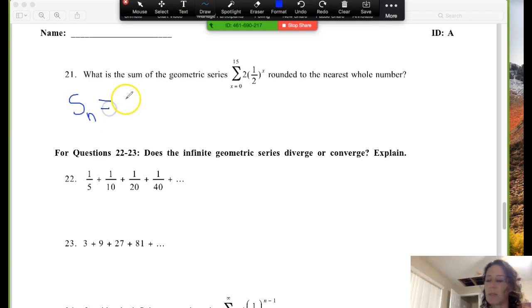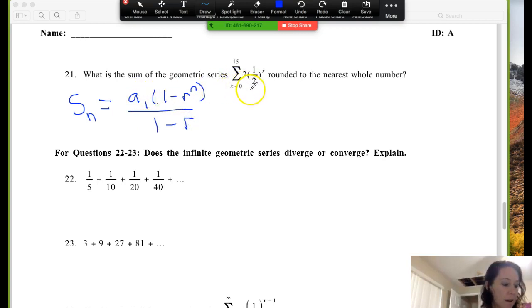So summing the series for geometric is your first term times 1 minus your ratio to the n power over 1 minus your ratio. So we need our first term. We can figure that out by plugging in our first term. Since we're going from 0 to 15, our first term is going to be when x is 0. Now, we need our number of terms, and we need our ratio. So let's go ahead and figure this out.